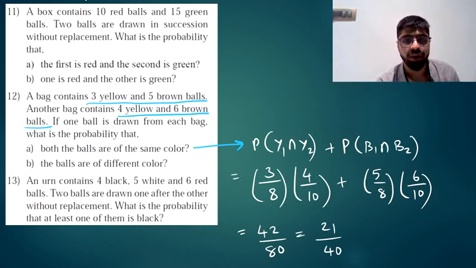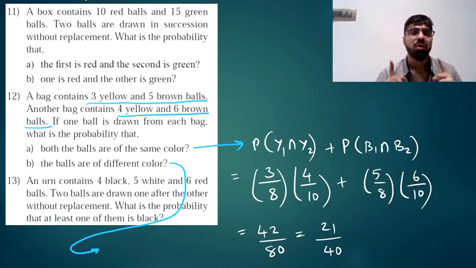And the balls are of different colors. If you are thinking that we will go for Y1 intersection B2 plus Y2 intersection B1, you are absolutely correct, but there is a shorter method here. See, the total probability will be what?